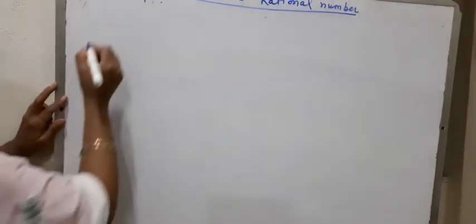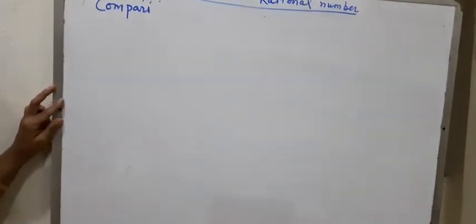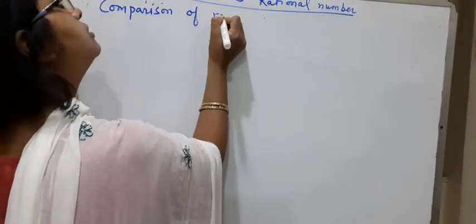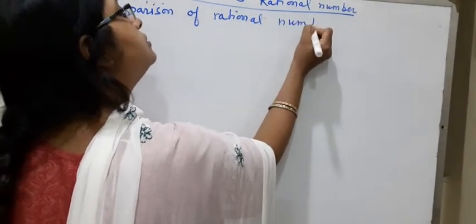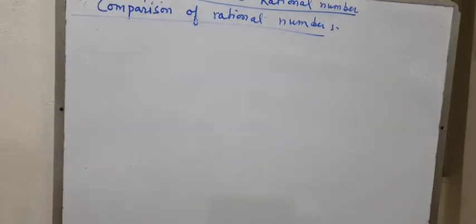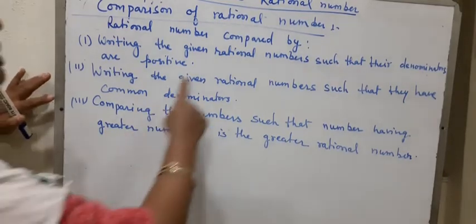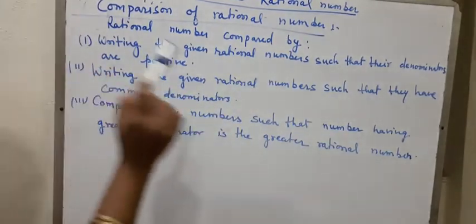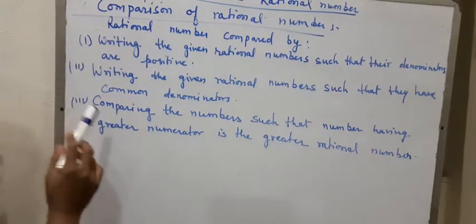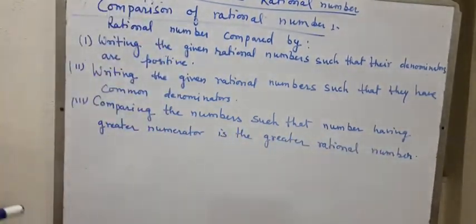Comparison of rational numbers. Rational numbers are compared by writing the given rational numbers such that their denominators are positive and they have a common denominator, and then comparing the numerators, such that the one having the greater numerator is the greater rational number.